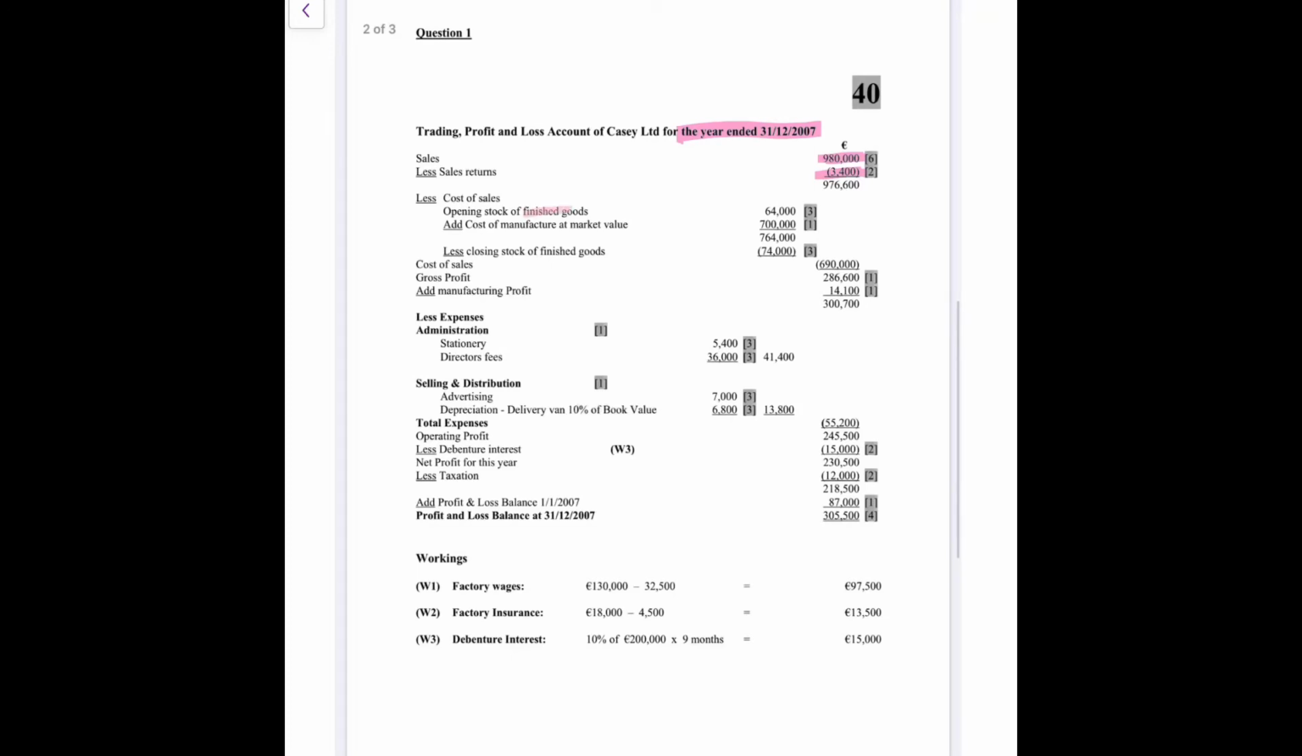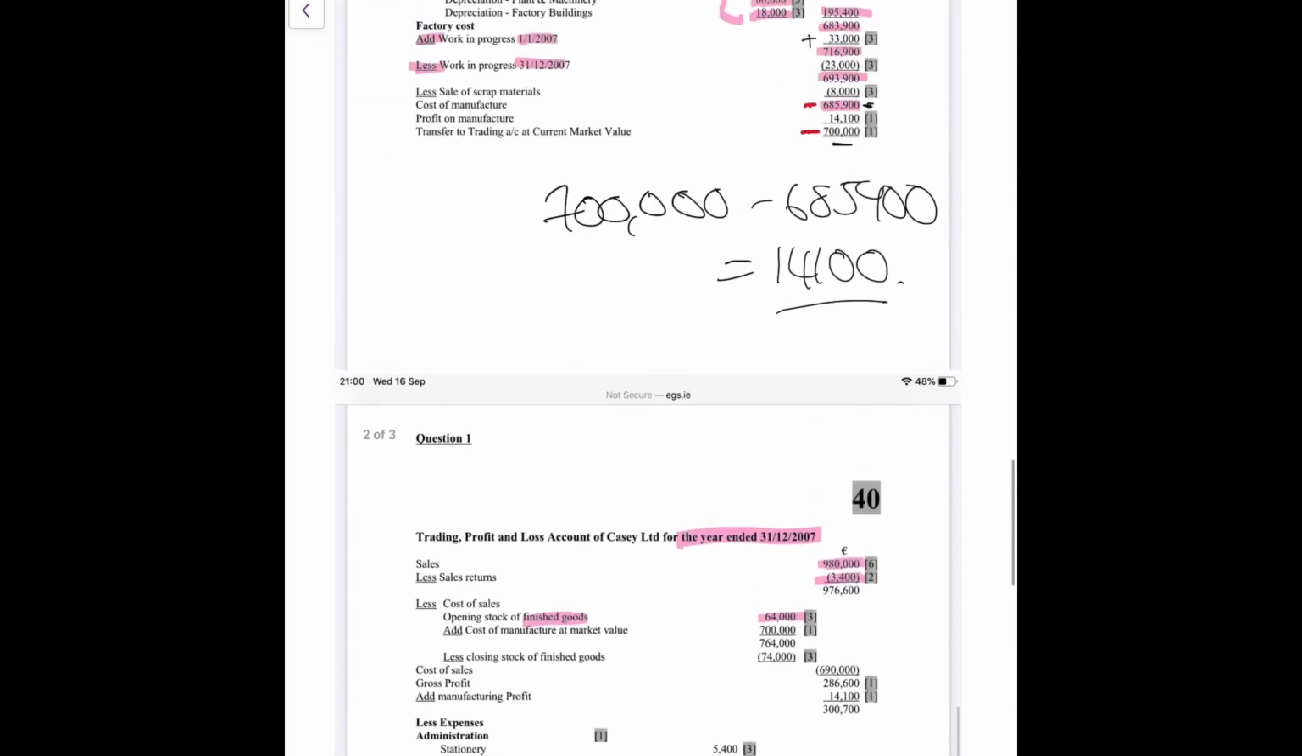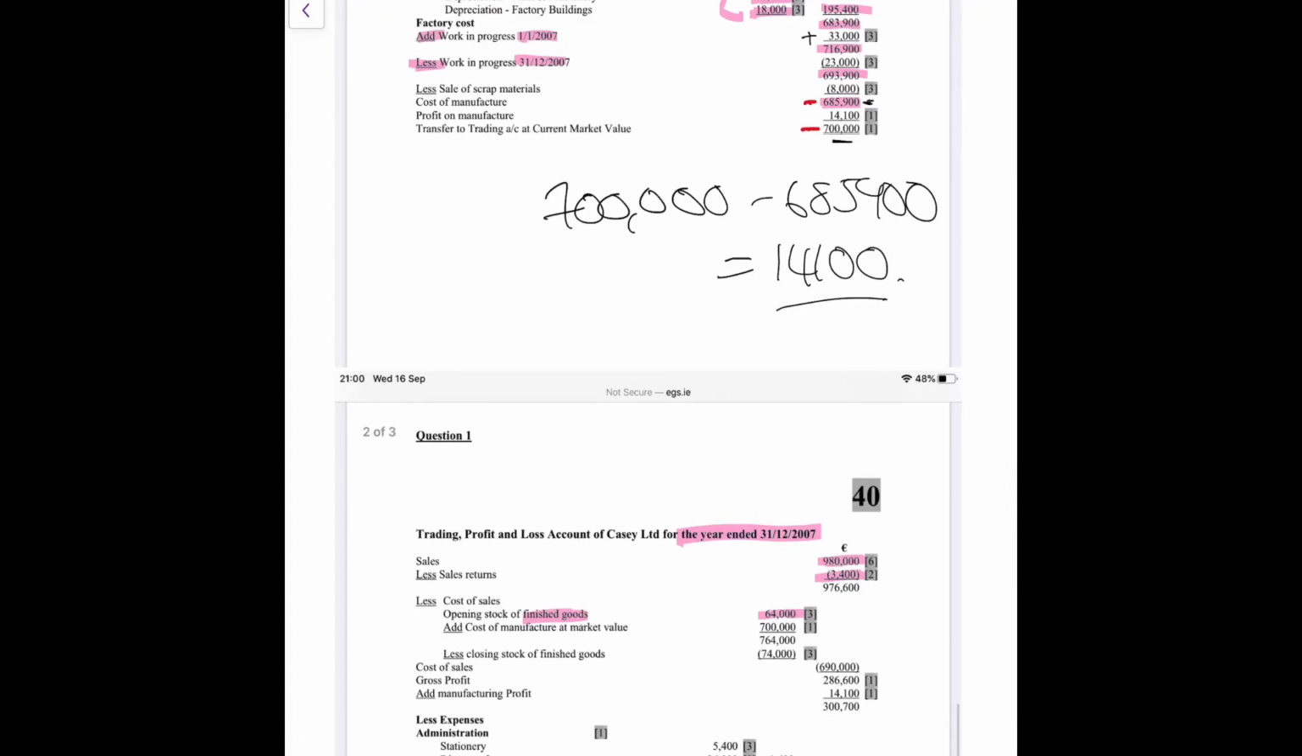Then you're going less cost of sales. You're starting off with your open stock of finished goods. Okay, finished goods. That's the only stock we haven't put in at this point. So your open stock of finished goods, coming straight from the trial balance, €64,000. Now this is usually where you put in your purchases, but you don't have purchases because we're not purchasing the products, we're making them ourselves. So you're bringing down your cost of manufacture, your current market value, your last figure, okay? So it's your €700,000. Whatever your last figure is when you're doing your manufacturing account, that's what goes in place of your purchases.